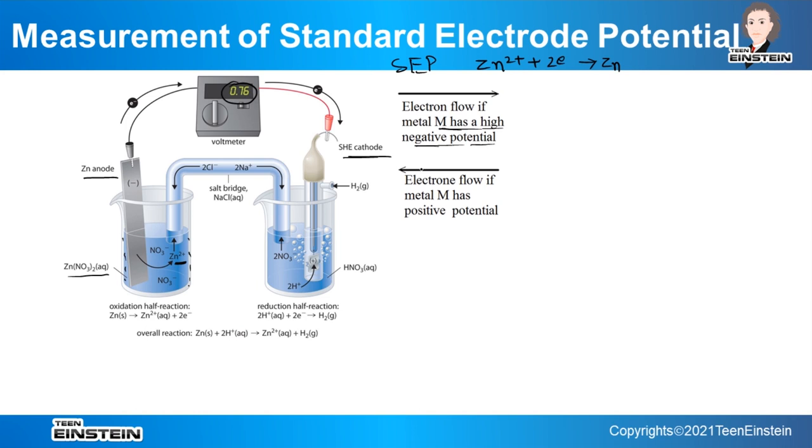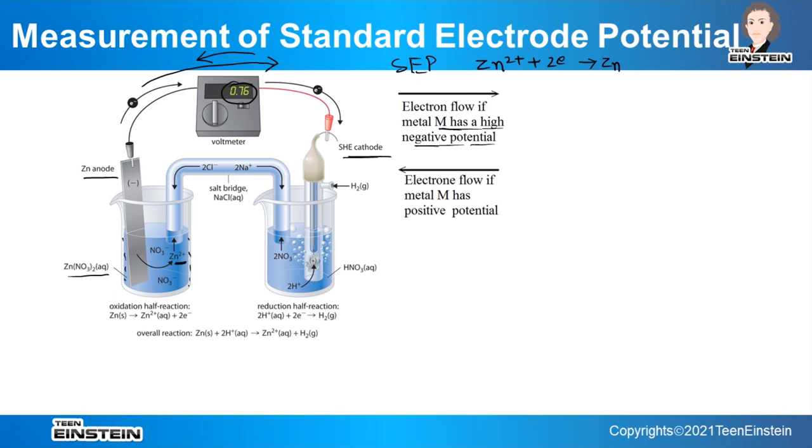Now, how to understand it? Here, after setting up this cell, what are we seeing? We are seeing that electrons flow from zinc towards the hydrogen system, that is SHE. That means the direction of current is opposite. The direction of current is this side, because electron flow direction and current direction are opposite. So if electrons are moving from anode to cathode, current is in the opposite direction.